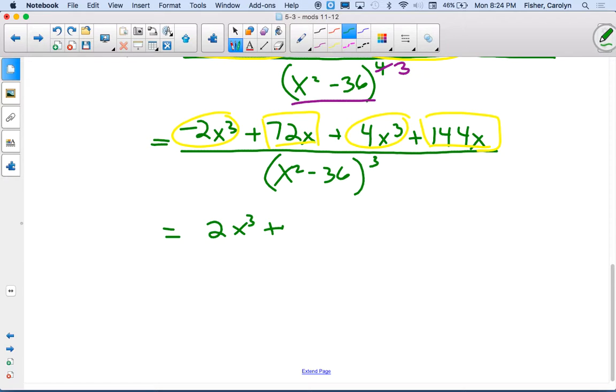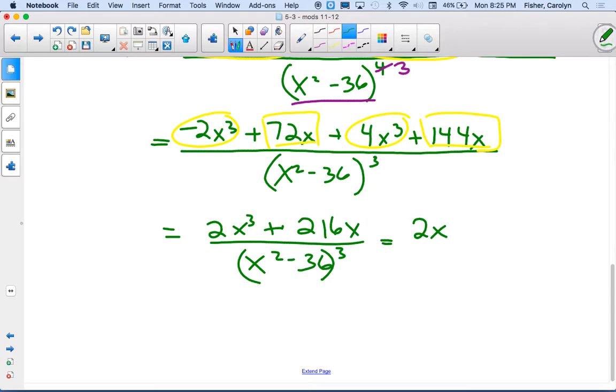72 is 216 over x squared minus 36 cubed. And the last thing I'm going to do is, if I can factor out anything in the numerator. Factors are good because then it's going to be easier to do my test values. So if I can factor out a 2x, I'm going to end up with x squared minus 108. I'm sorry, that's a plus 108.